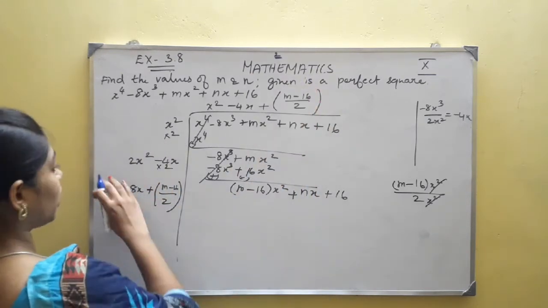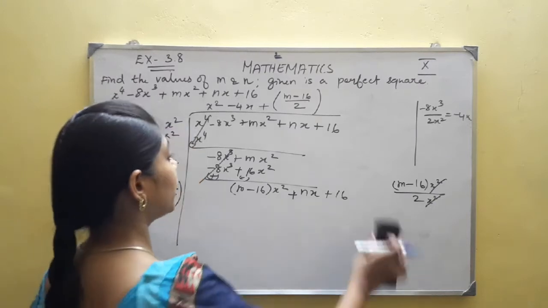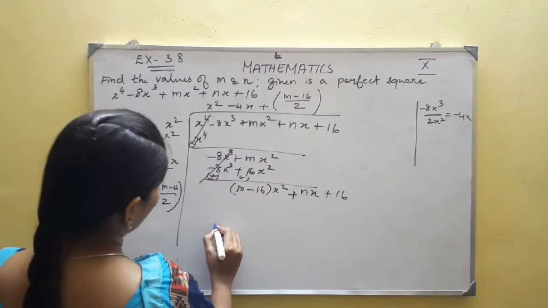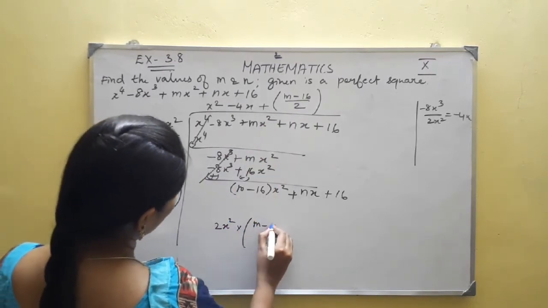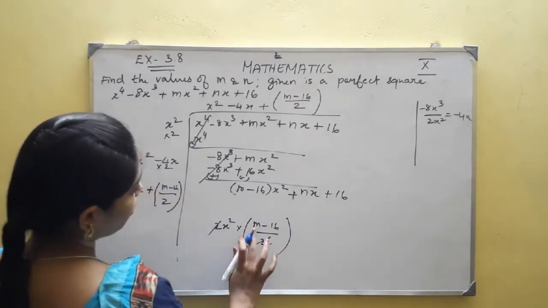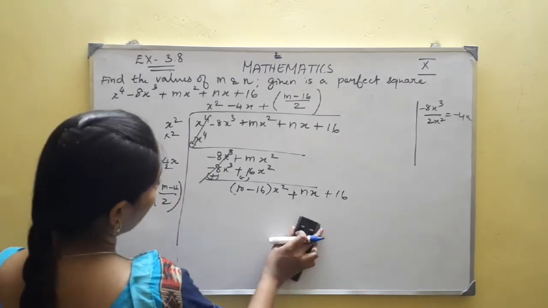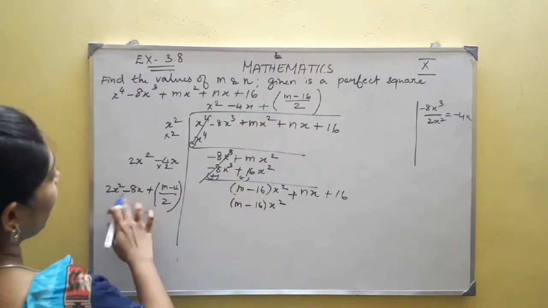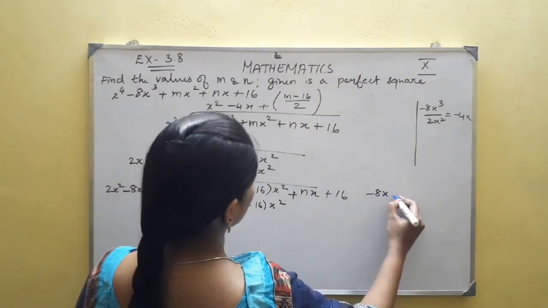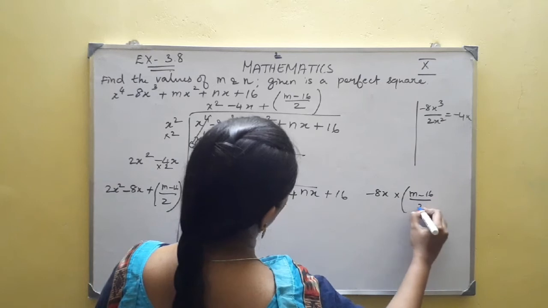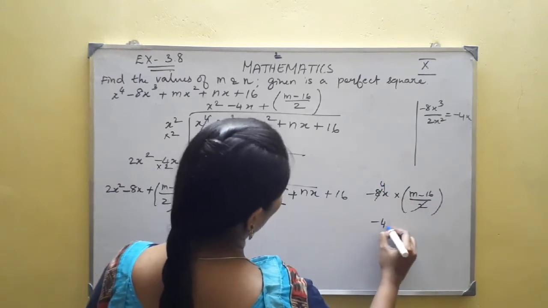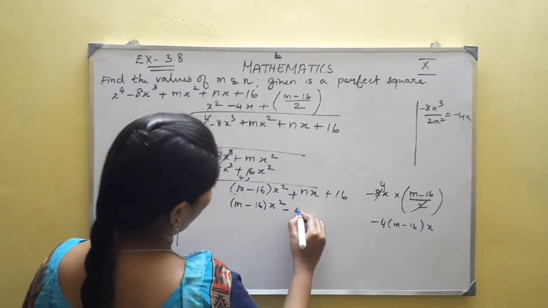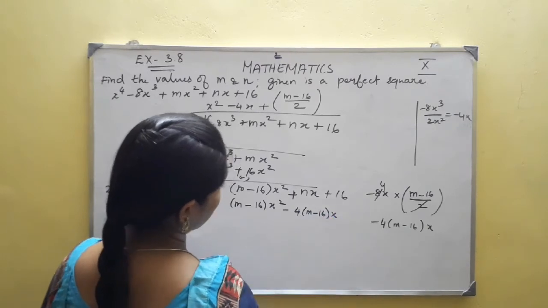Now I want to multiply this with each of the terms. So while multiplying this 2 with this one, 2x square into m minus 16 by 2 gives me, 2 gets cancelled, no? m minus 16 into x square. So I will get m minus 16 into x square. If you multiply this with the second term, what will happen? Minus 8x into m minus 16 by 2. So this is 4, no? Minus 4 into m minus 16 into x.